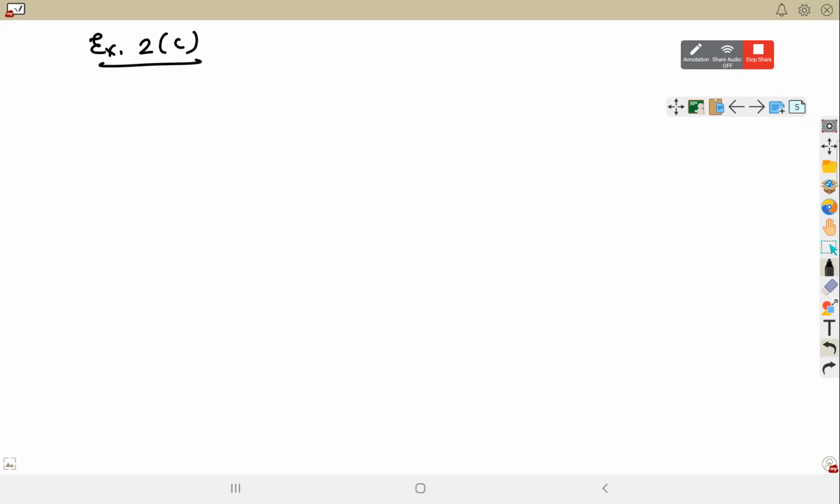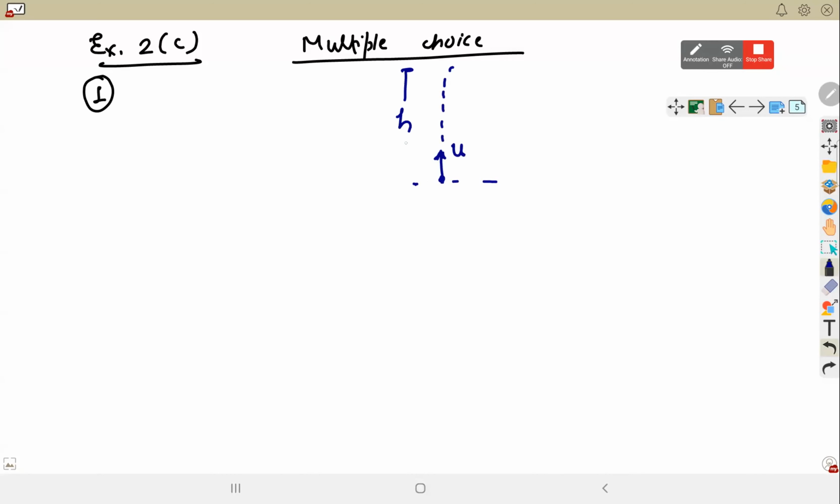First, the multiple choice. A ball of mass m is thrown vertically up with initial velocity u so as to reach height h. What will be the answer to the first question, Tejasvi? A ball of mass m is thrown with initial velocity u so that it reaches a height of h. Number 47, multiple choice. First question.